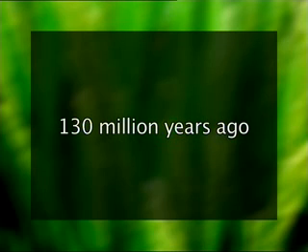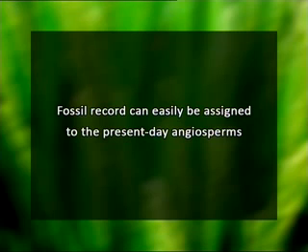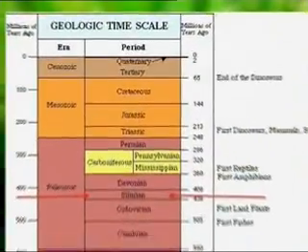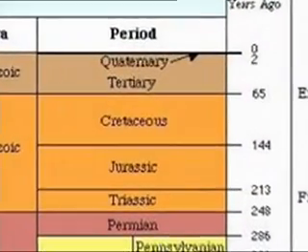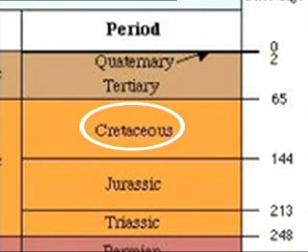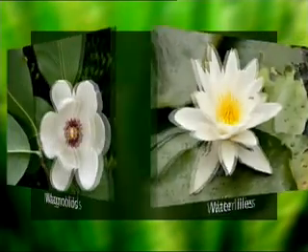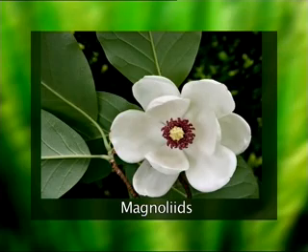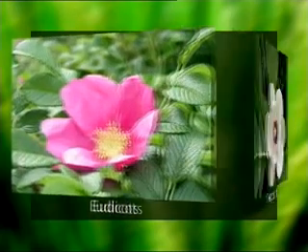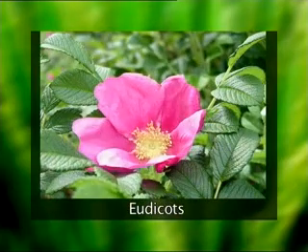These earliest flowering plants in the fossil record can now easily be assigned to the present day living groups of angiosperms. Many major angiosperm lineages can be recognized by the mid-Cretaceous period. For example, water lilies, magnoliids, and the eudicots were present by 125 million years ago.